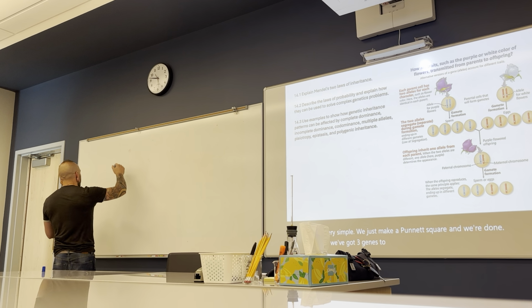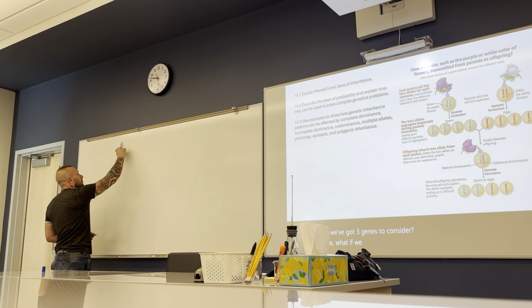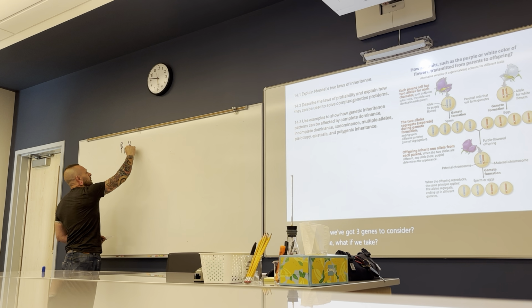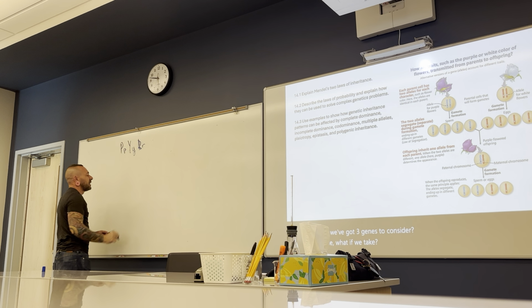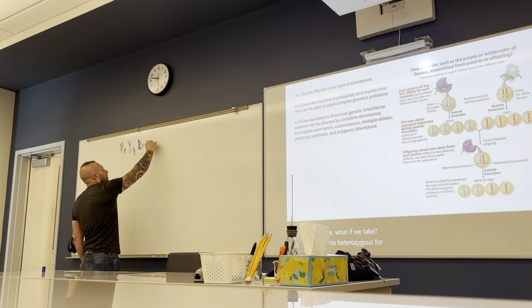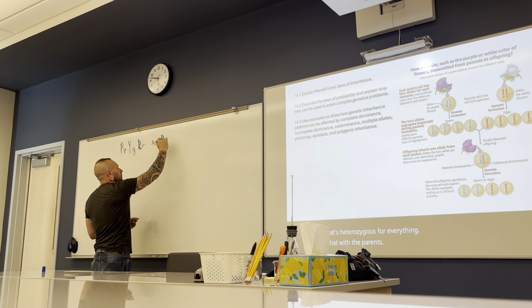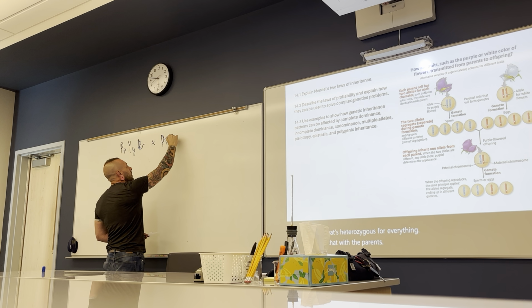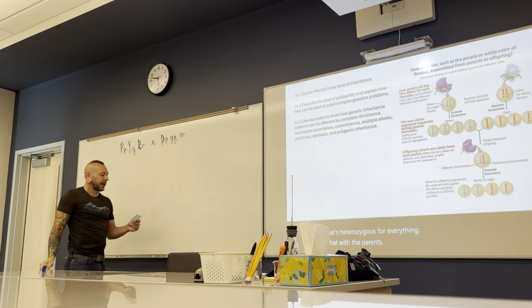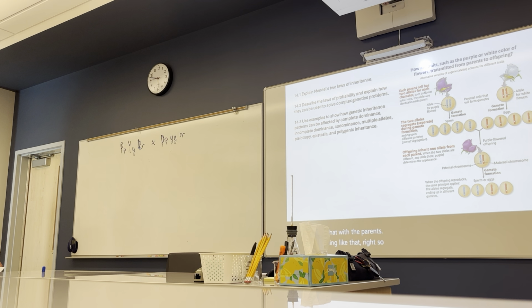So for example, what if we take a parent that's heterozygous for everything, and we cross that with another parent. Something like that, right? So now we have 3 different genes. So it becomes a little bit more complicated.